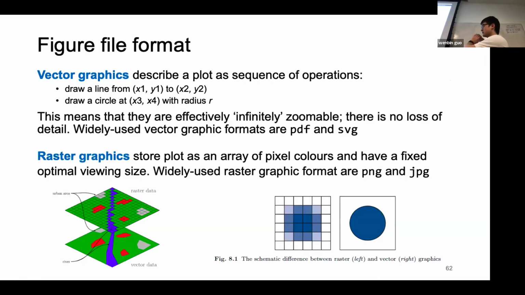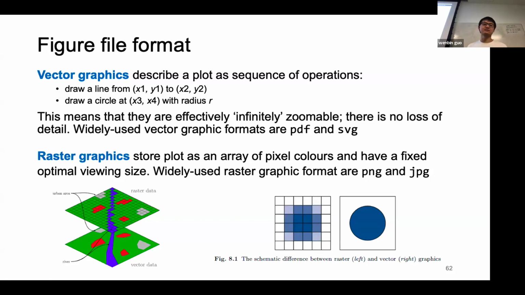So ideally, when you are saving plots, vectorized graphics are preferred, unless there is a strong reason you want to use raster graphics. For example, some paper channels probably don't want vectorized graphics. So this is reason one.